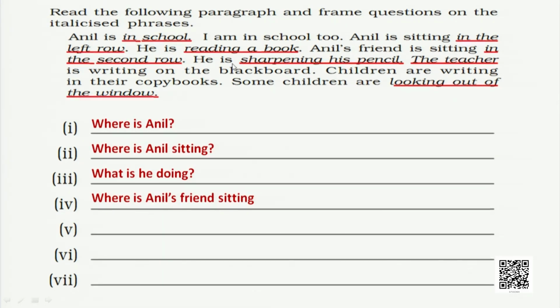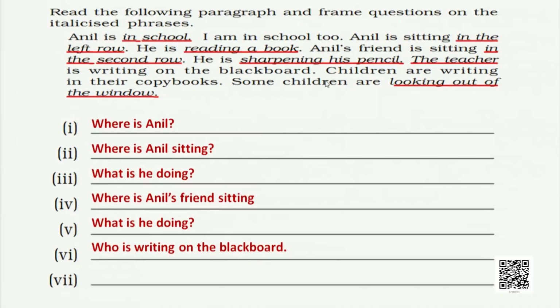The next question is he is sharpening his pencil. So you have to get the answer sharpening his pencil. What can be the question? Here again the question will be what is he doing? What is he doing? He is sharpening his pencil. The next sentence, the teacher is writing on the blackboard. So you have to get the answer the teacher. What can be the question here, students? Yes, who is writing on the blackboard?